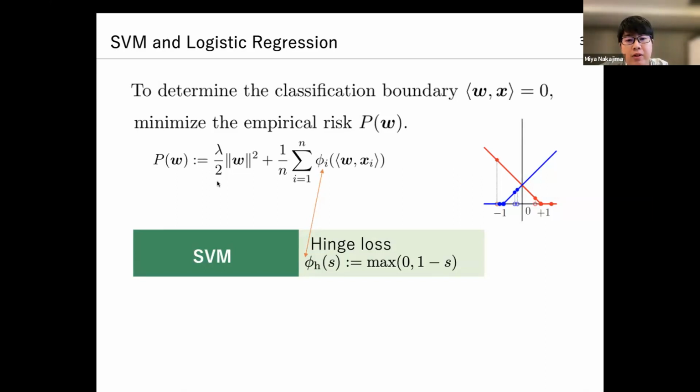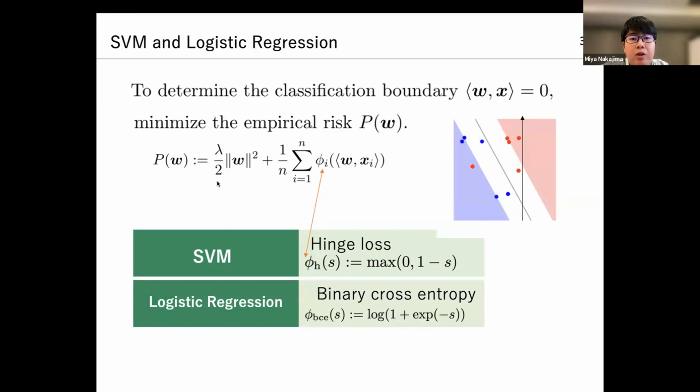The concept of the regularized empirical risk is derived from these losses. The second term represents the average of these losses, also known as the empirical risk, while the first term is a regularization term. In simpler terms, the combination of the regularization term and the empirical risk is what we call the regularized empirical risk P of W. In the case of support vector machine, our goal is to find the value of W that minimizes the regularized empirical risk P of W.